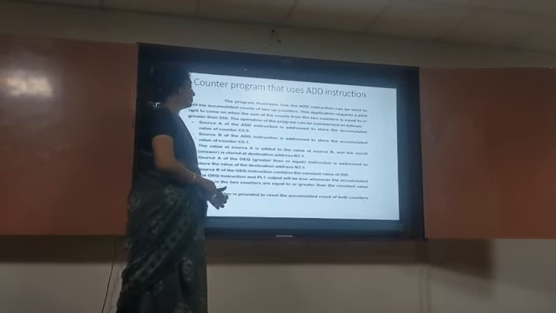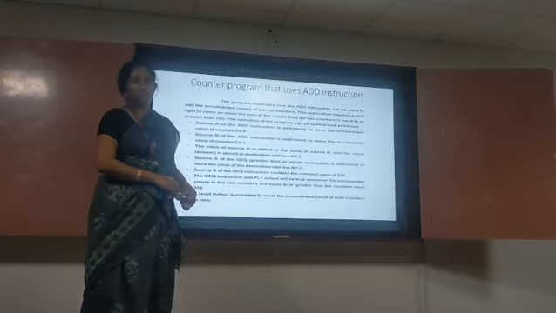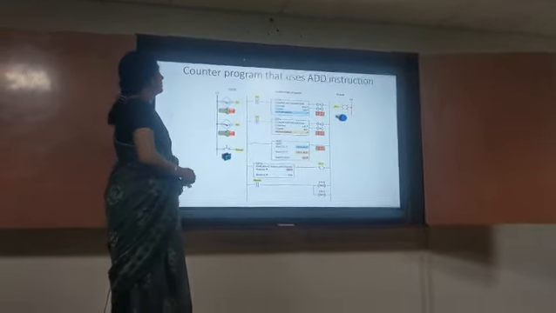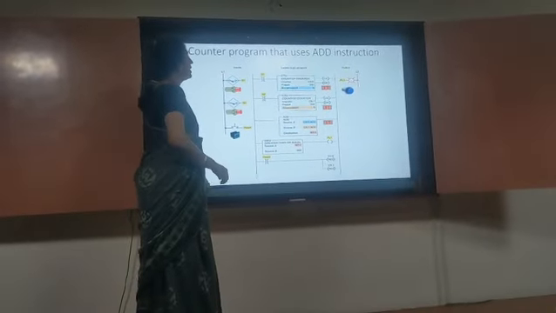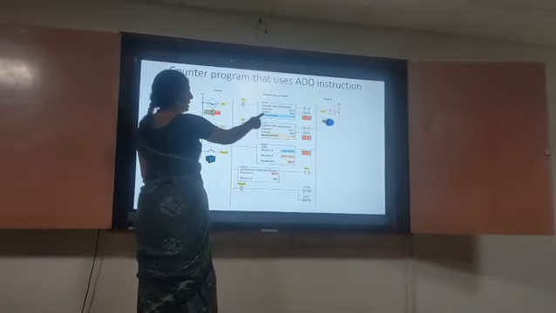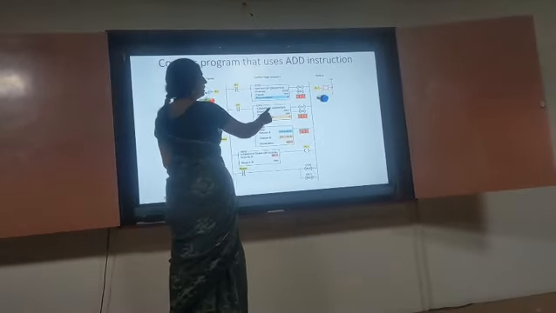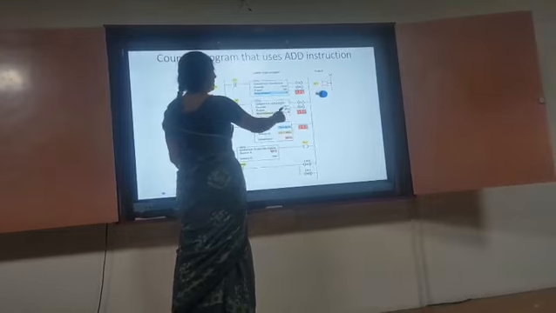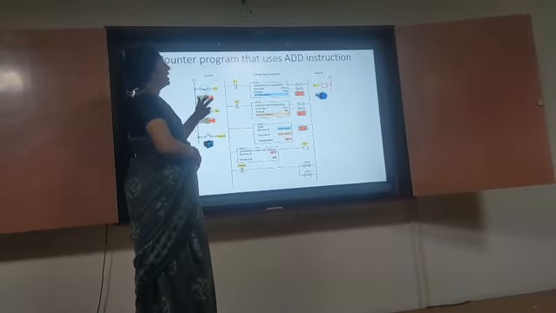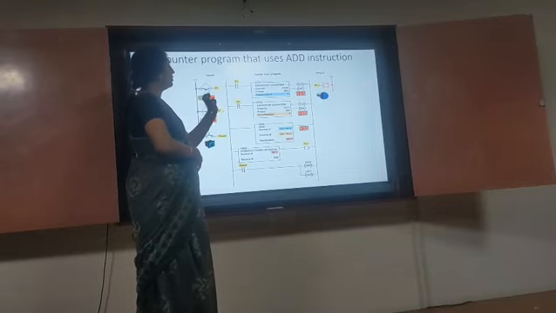A reset button is provided to reset both the counters. Now we look at the diagram. So this is the diagram. It has two counters, up counter 1 and up counter 2. The counter addresses are C5:0 and C5:1. And here we have two switches S1 and S2, and these are going to count the components.